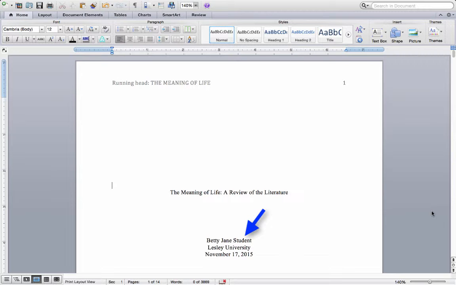Your name will be the author's name, and you'll place it in the line immediately below the title with your first name, followed by your middle initial and surname. Do not use the word by on this line. After the author's name, place the author's affiliation on the line below. The affiliation is the name of the institution that supported the research or where the research was done. Your affiliation will be Lesley University. Do not use the word from on this line.